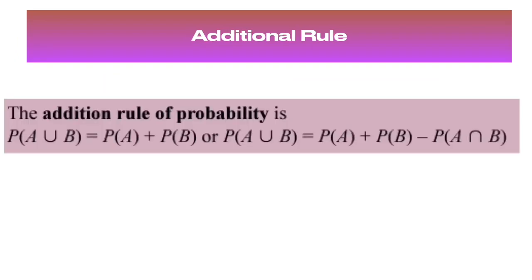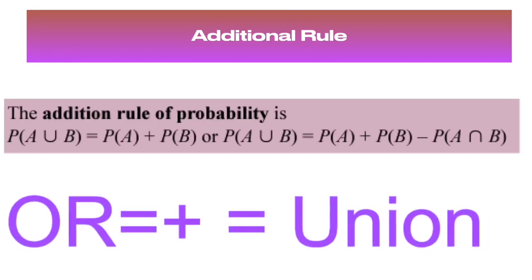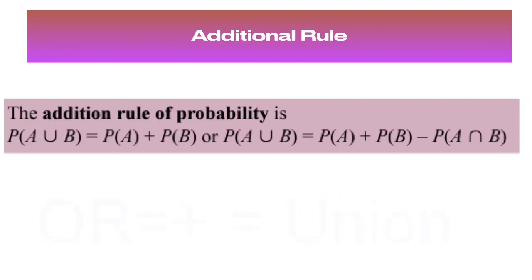The addition rule of probability is: probability of A union B is equal to probability of event A plus probability of event B, or probability of A union B is equal to probability of event A plus probability of event B minus probability of A intersect B. Okay, so this is for mutually exclusive and non-mutually exclusive events.